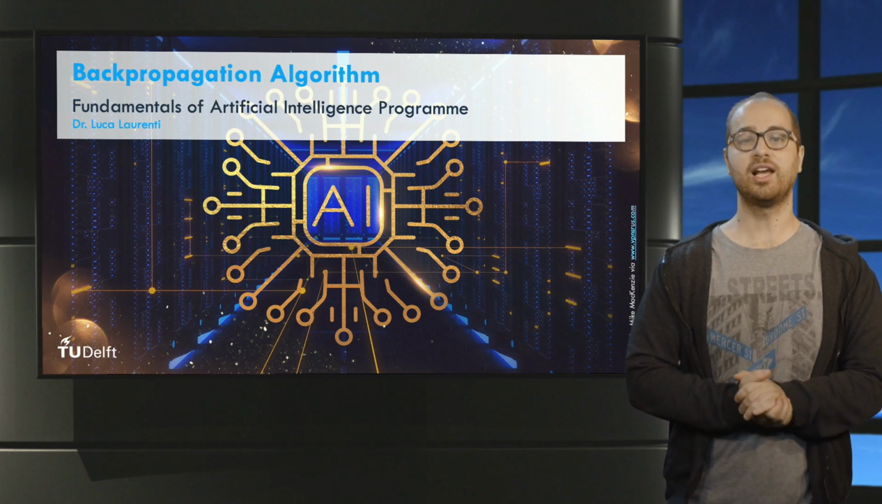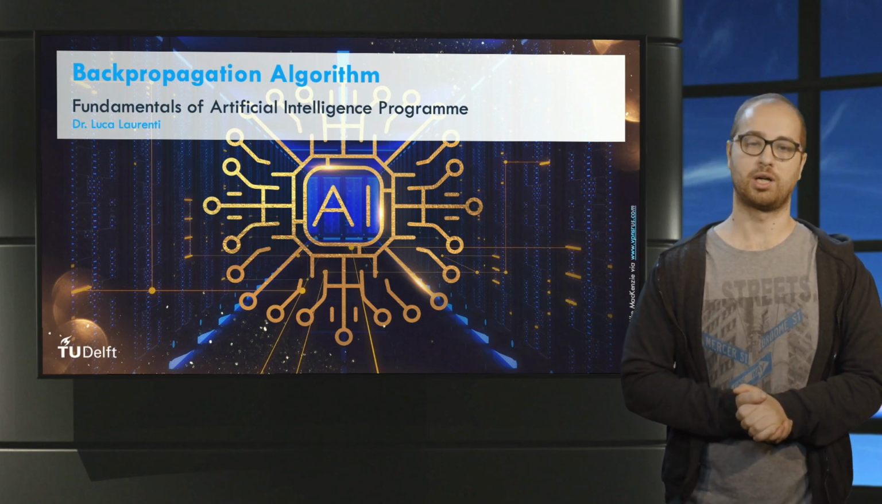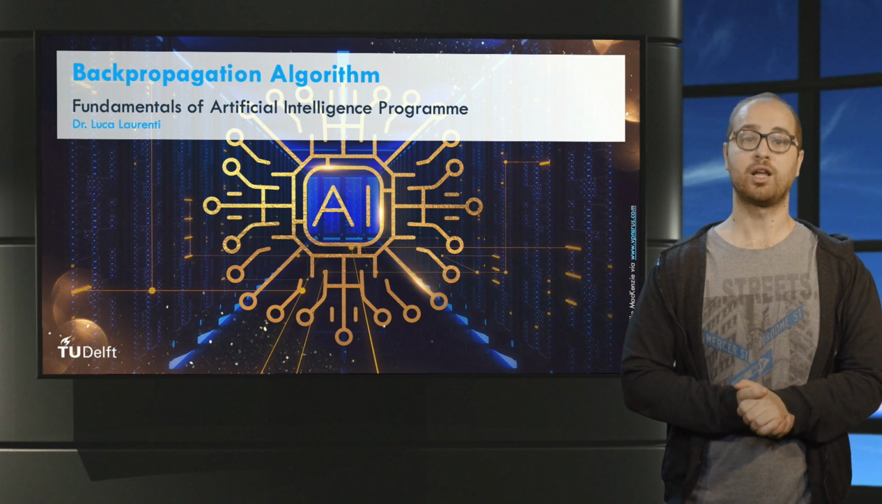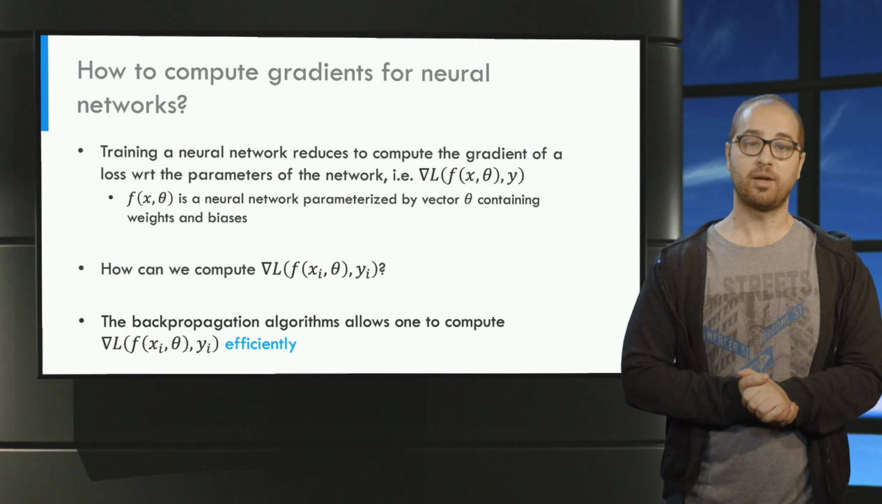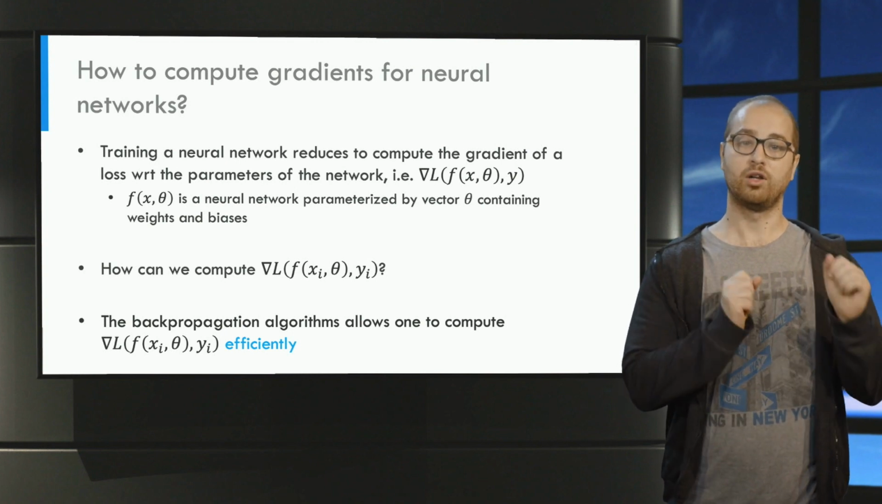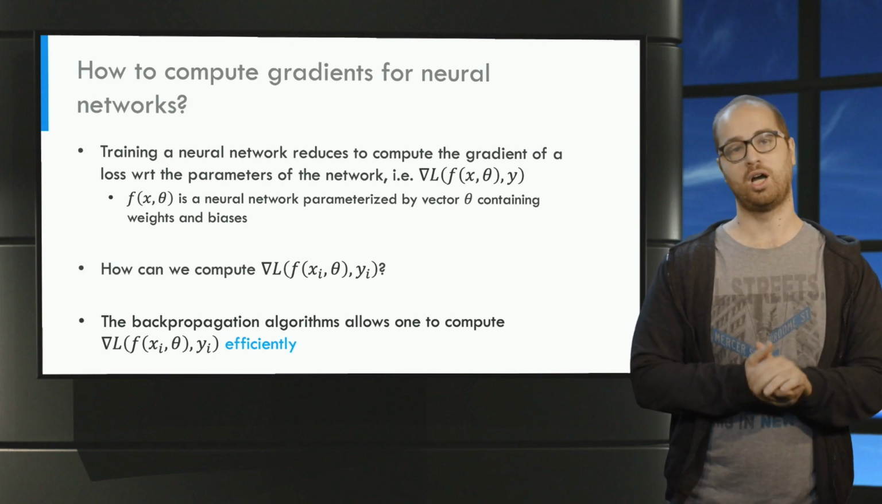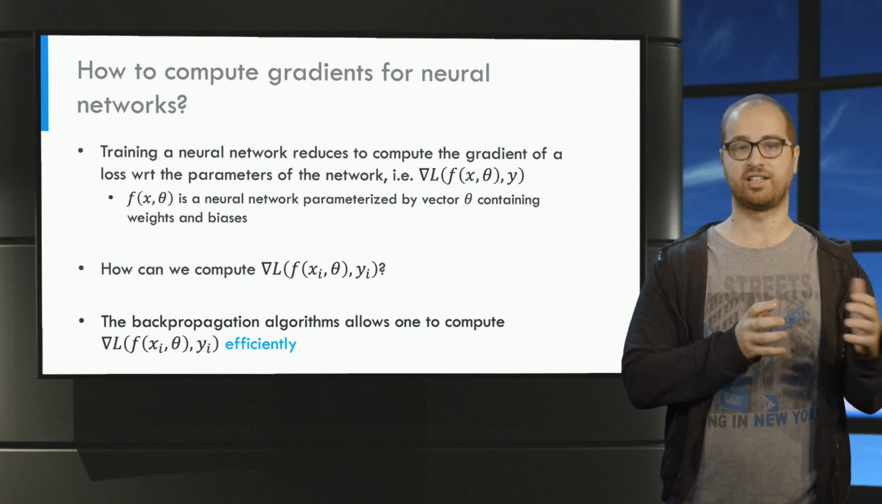Hello, in this lecture we are going to introduce the backpropagation algorithm, which is a widely used algorithm for computing gradients of neural networks. The first step to train a neural network is to define a loss function, representing how well our neural network is doing on a dataset.